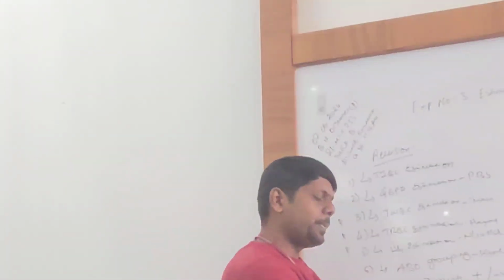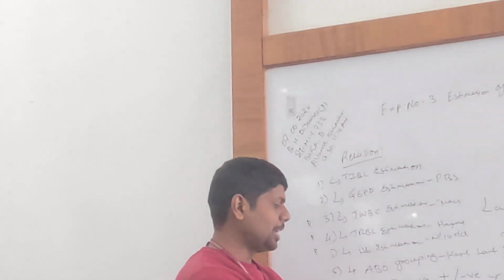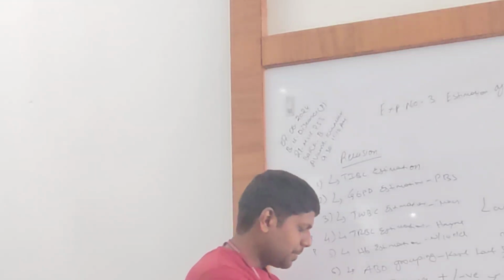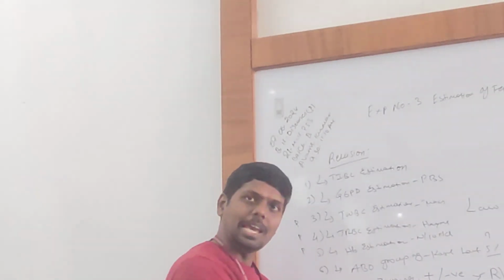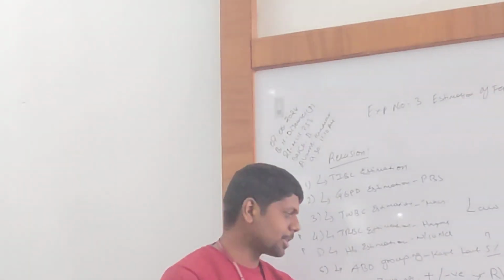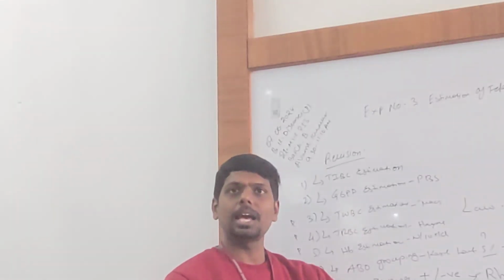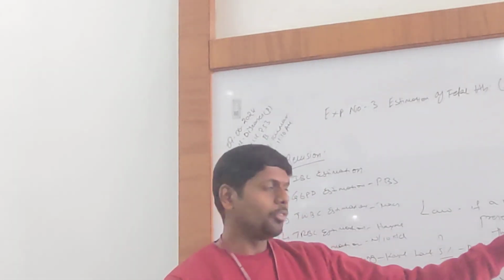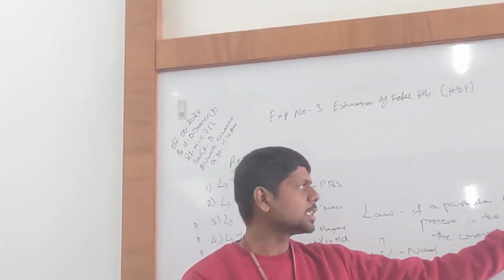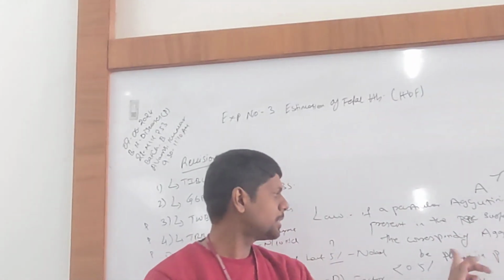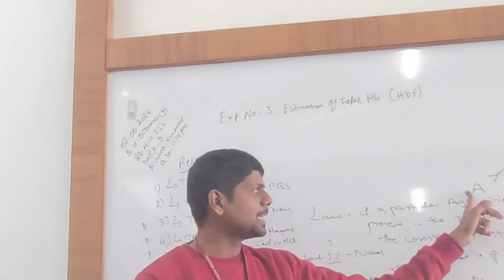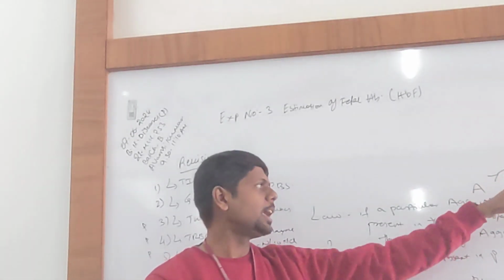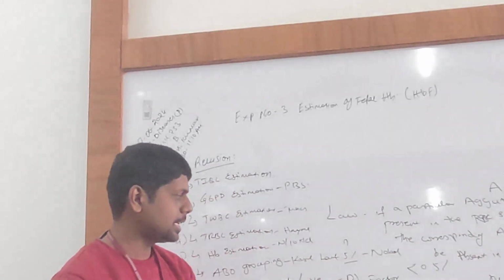But when you see the patient's plasma, it will have opposite antibodies. A group will have B antibodies, B group will have A antibodies, AB will have no antibodies, and O group will have A and B antibodies. This is called Landsteiner's law. If a particular antigen is present, the corresponding antibody must be absent. If A is present, anti-A must be absent in plasma. So we have anti-B. If it is B, anti-A will be present. That's it. This is the idea.